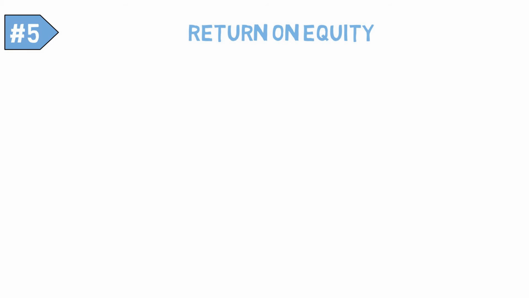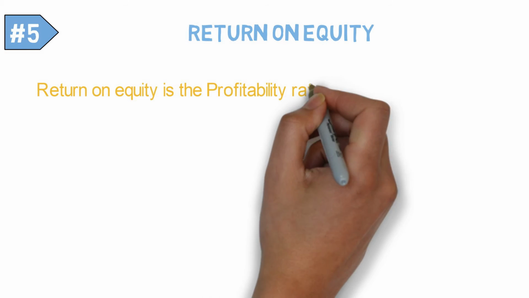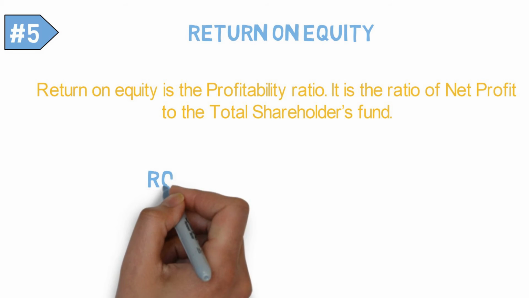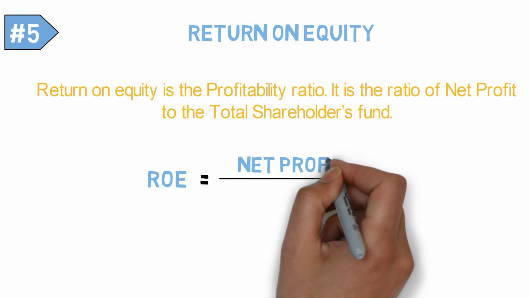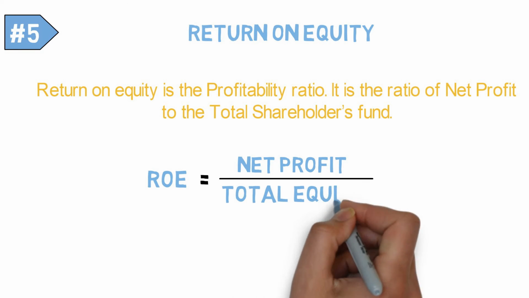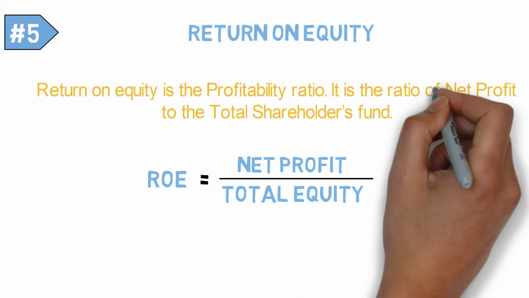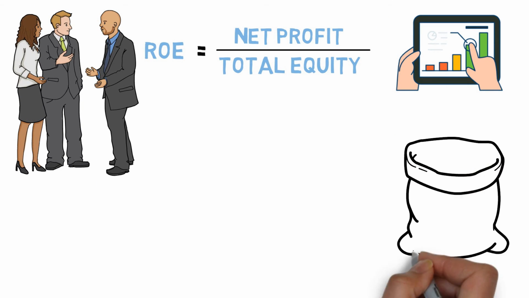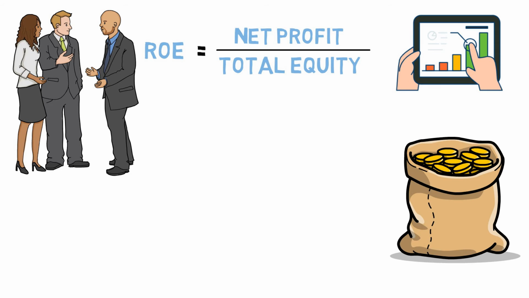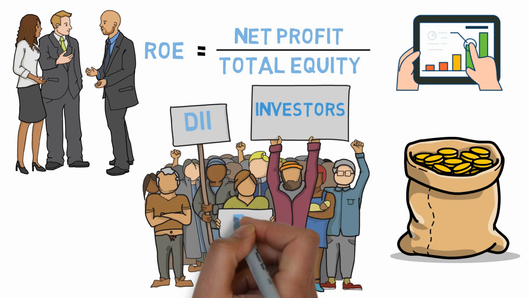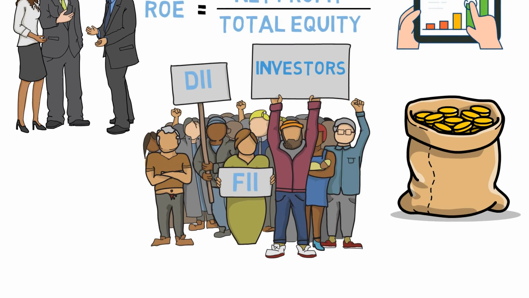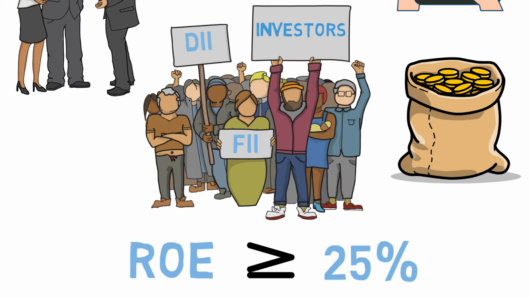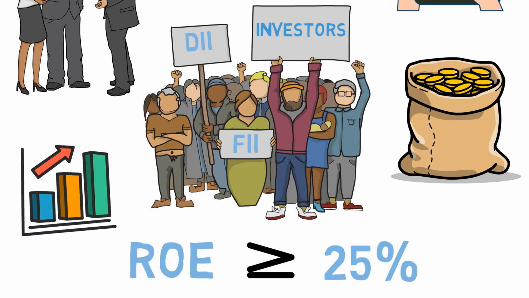Next is return on equity. Return on equity is the profitability ratio. It is the ratio of net profit to the total shareholders' fund. Return on equity is calculated as net profit divided by total shareholders' fund. Return on equity is used to understand the efficiency of management and to have an overview of how much returns a company has gained on investors' or shareholders' funds. Return on equity of any company should be at least 25%. The higher the ROE is, the better the company is.